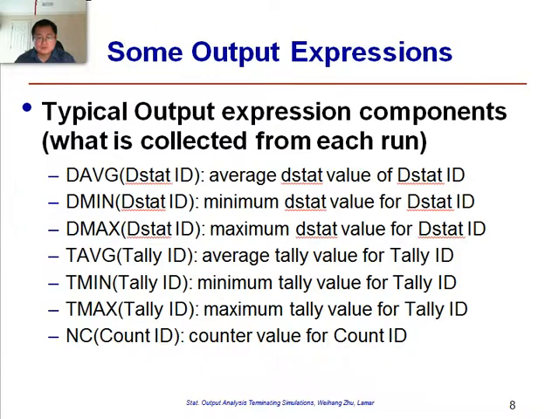Let's see what Arena functions are available for data collection. In these functions, D means DSTAT, T means TALLY, N means number, AVG is average, C is counter. We have seen other functions before, such as NR and MR.